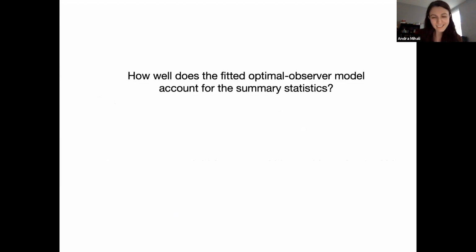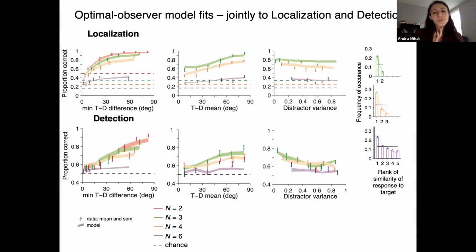So how well does the fitted optimal observer model account for the summary statistics? We see that the shaded areas mostly fall on top of the data points. And this is really good in localization. It's also really good in the frequency of occurrence with rank of similarity of response to target plots. So yeah, this is very nice to see.